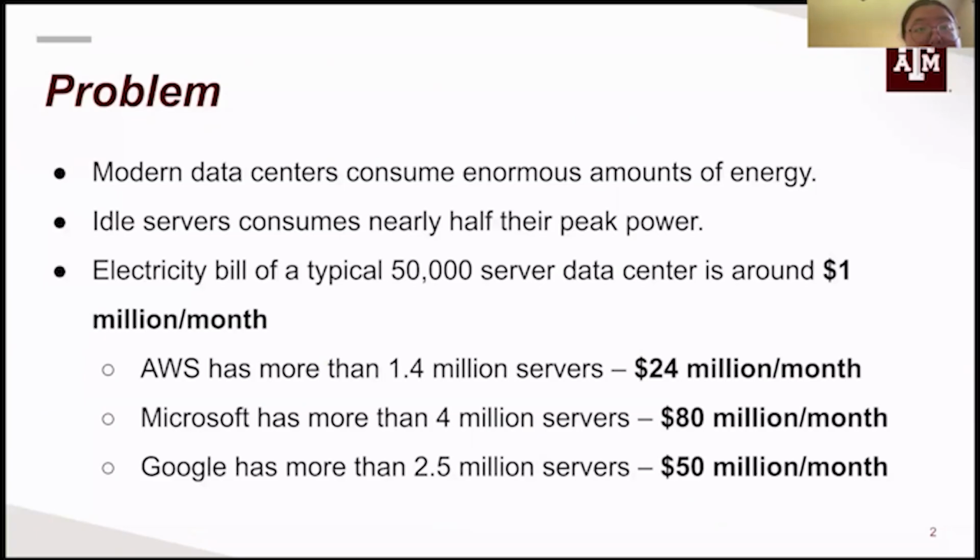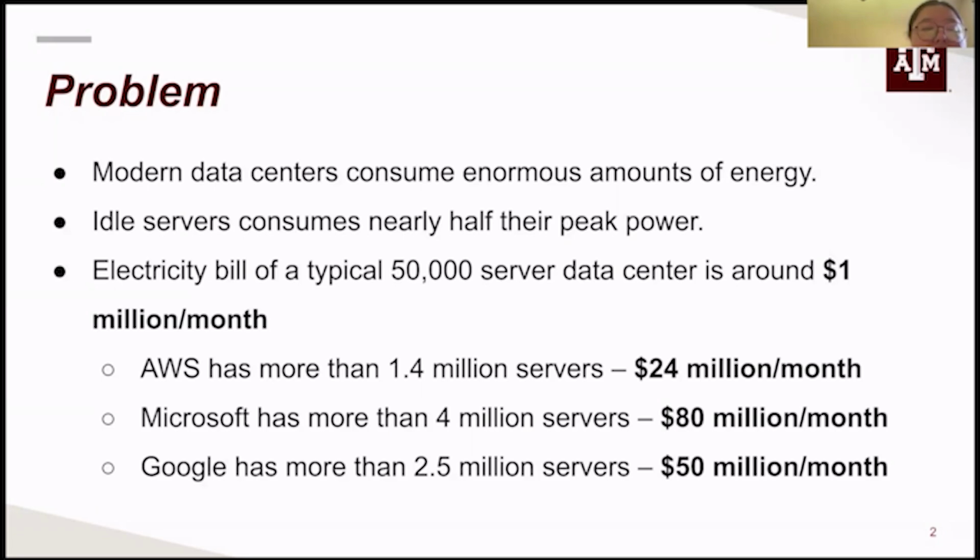The motivation of this work is to solve a prevalent problem in modern data centers, that is the energy consumption. The authors of this paper argue that the electricity bill of a typical data center with 50,000 servers usually costs around $1 million for every month. So I borrowed the data from our third lecture, and we can see here for these well-known data centers like AWS, Microsoft, and Google, their electricity bill is enormous, not to mention other bills.